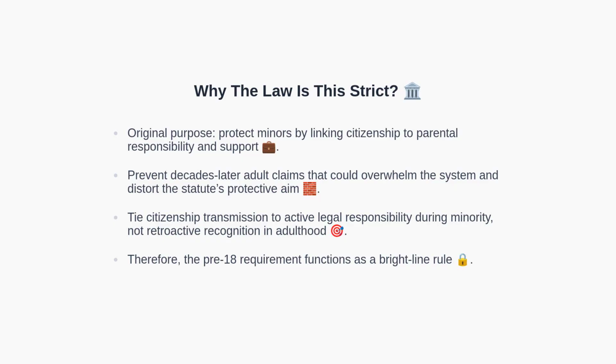Let's consider the statutory purpose. The original intent was to protect minors by linking the conferral of citizenship to the father's legal responsibility and support during the child's minority. Lawmakers sought to avoid a wave of claims by adults who first learn of a parental tie many years later, which could undermine the statute's protective design. Therefore, the pre-18 requirement serves as a bright-line rule that ensures citizenship transmission aligns with established legal responsibility, while the child is still a minor.